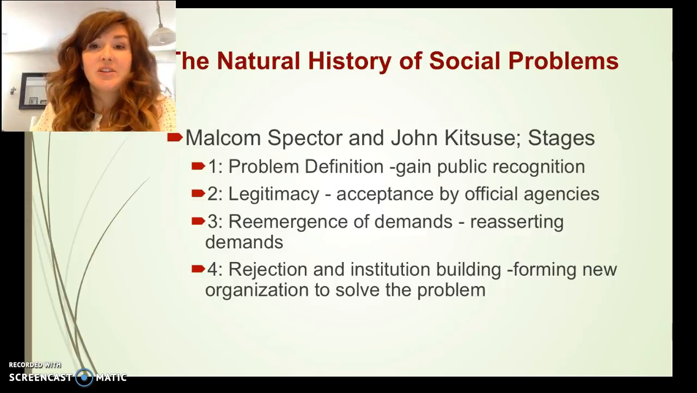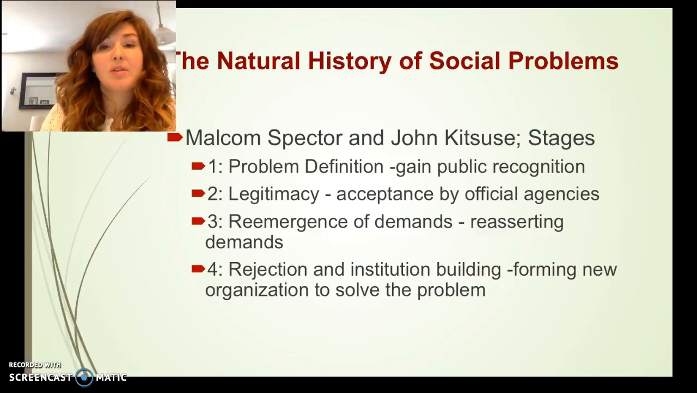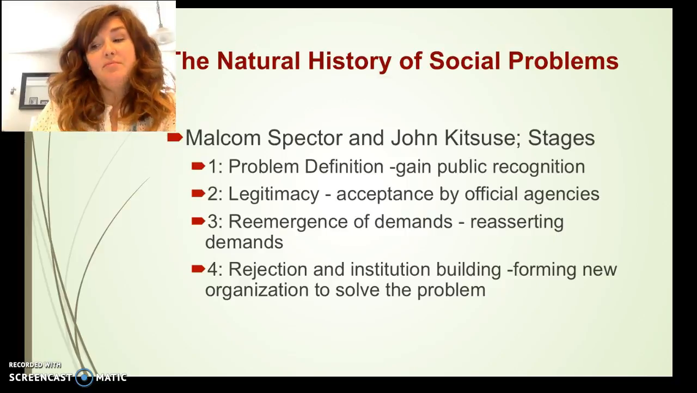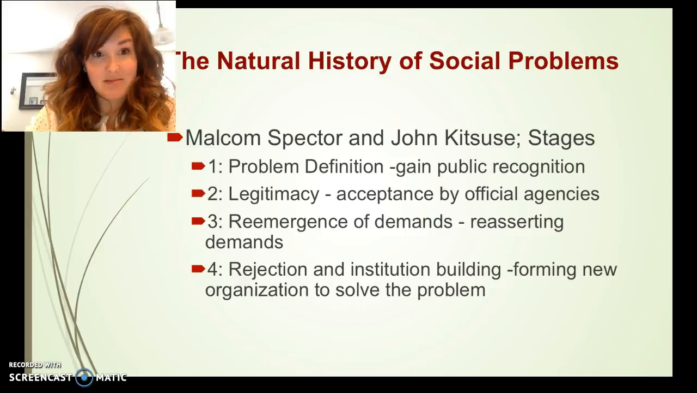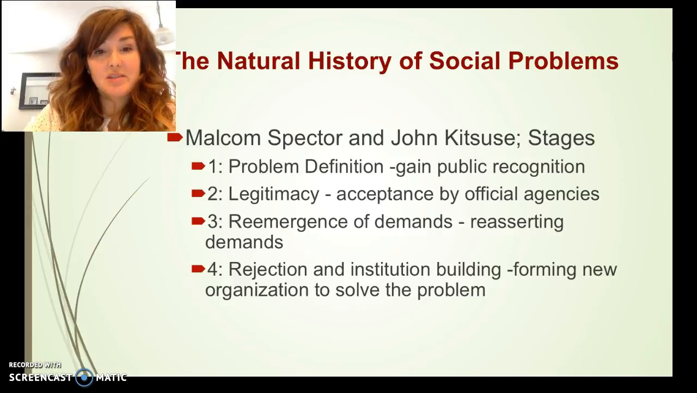So the natural history of social problems. Malcolm Spector and John Kitsuse's stages, right? There are four stages of the natural history, or natural progression, of social problems. Both Malcolm and John identified the first stage as the problem definition. First it has to gain public recognition to be a social problem. Next is legitimacy, which is acceptance of official agencies, right? So the people in power have to now accept that it's a social issue. Reemergence of demands, which is reasserting demands, right?